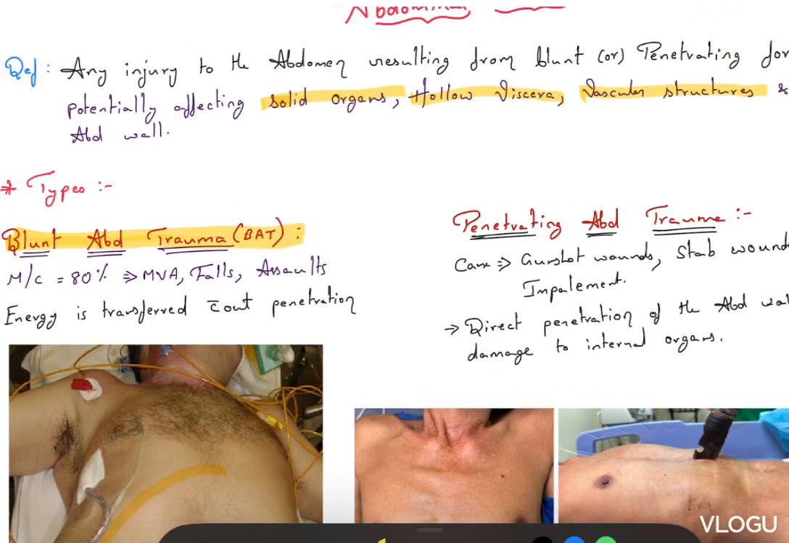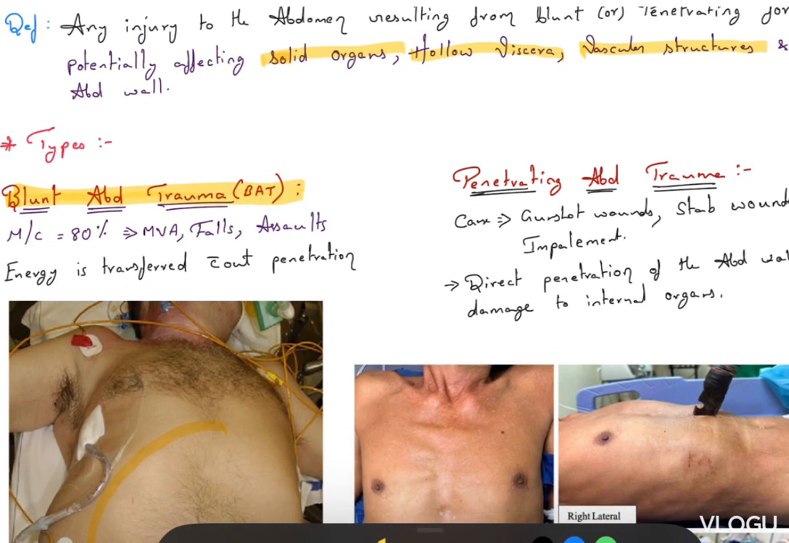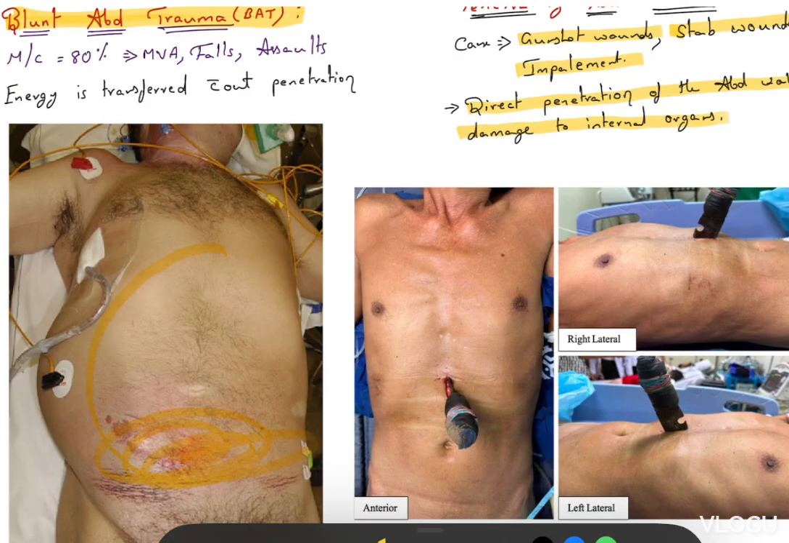Okay, so next you can see penetrating trauma. Penetrating trauma includes gunshot wounds, stab wounds, and impalement. The patient gets direct penetration of the abdominal wall with damage to the internal organs, for example stab wounds, gunshot wounds, and impalement injuries. Next we can see iatrogenic trauma. Examples are laparoscopic injury and endoscopic perforation. So these are the things that come under iatrogenic trauma.